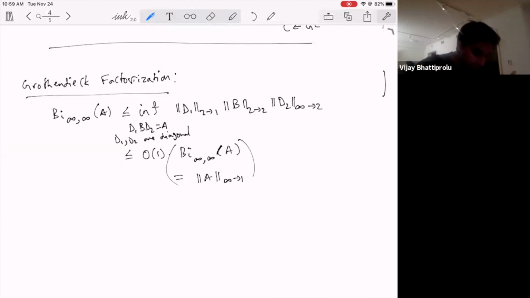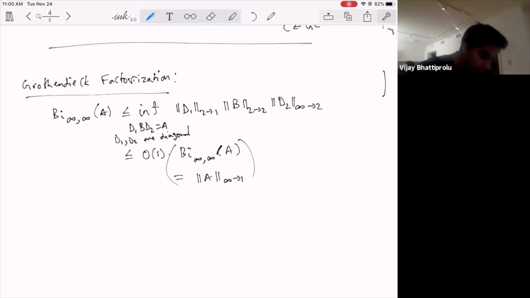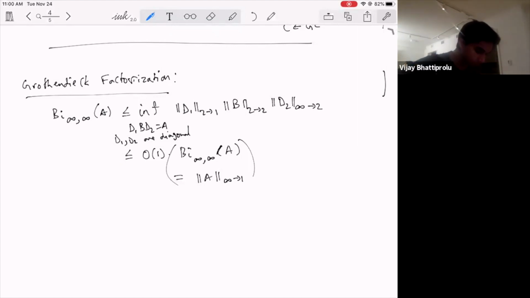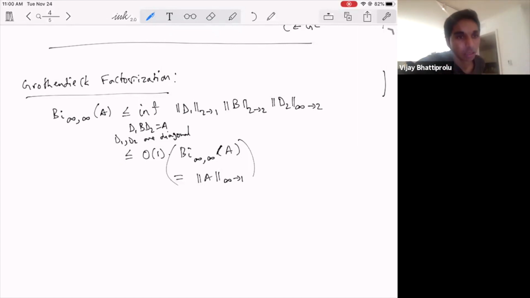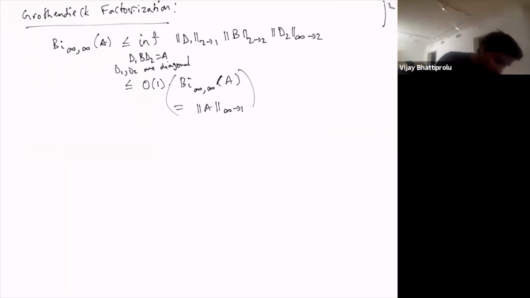So Grothendieck not only showed that the best possible factorization is a good approximation to the operator norm, he showed that you can even take D1 and D2 to be diagonal matrices, assuming we're in the situation where X is the L infinity norm. This is something very special about the L infinity norm. Now Pisier showed a much more general factorization theorem that generalizes Grothendieck's theorem.